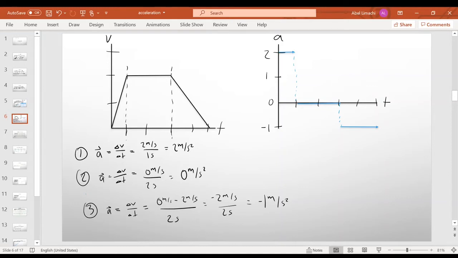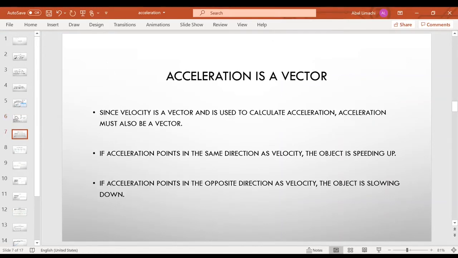Just be prepared. Alright, acceleration is a vector. Since velocity is a vector and is used to calculate acceleration, so acceleration is equal to delta v over delta t, acceleration must also be a vector. Well, vector, vector. Yeah, it makes sense. That's how it works. If acceleration points in the same direction as velocity, the object is speeding up. If acceleration points in the opposite direction as velocity, the object is slowing down.